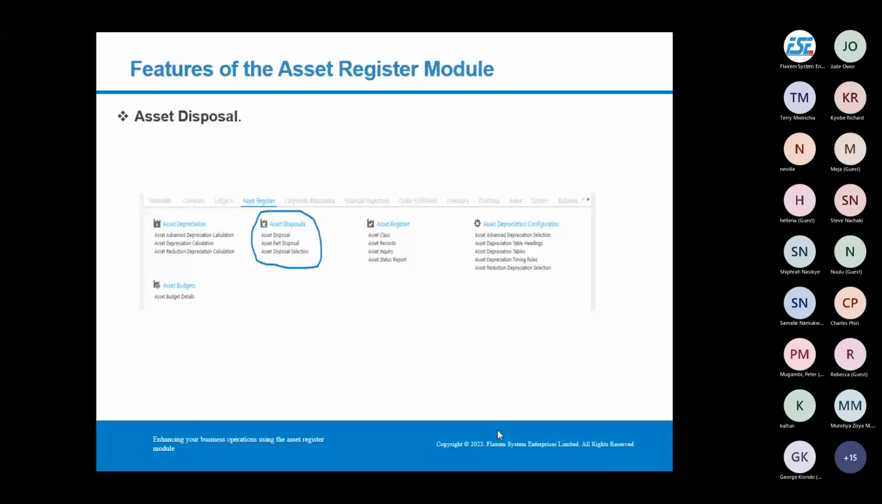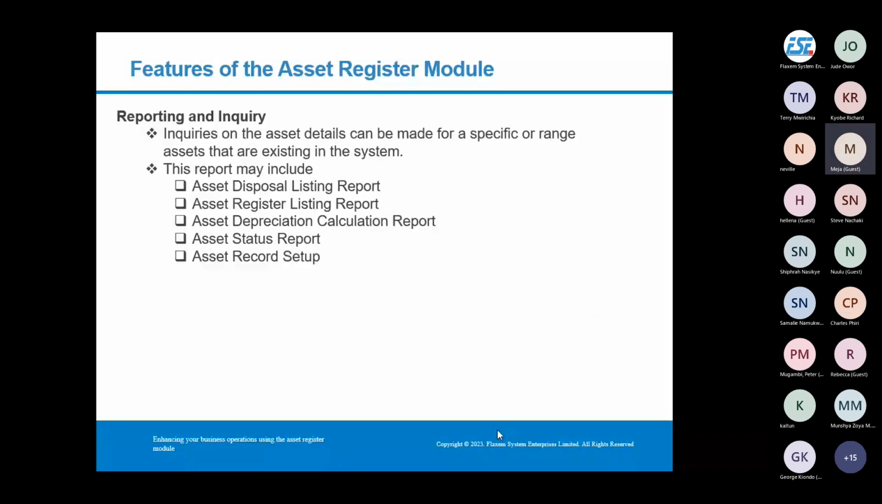You can see some more features. You'll be able to do an asset inquiry, or specify the ranges of the assets that you want to see. Also, you can see the asset disposal listing report, the asset register listing report, the asset depreciation calculation report, the asset status report, and the asset record setup.